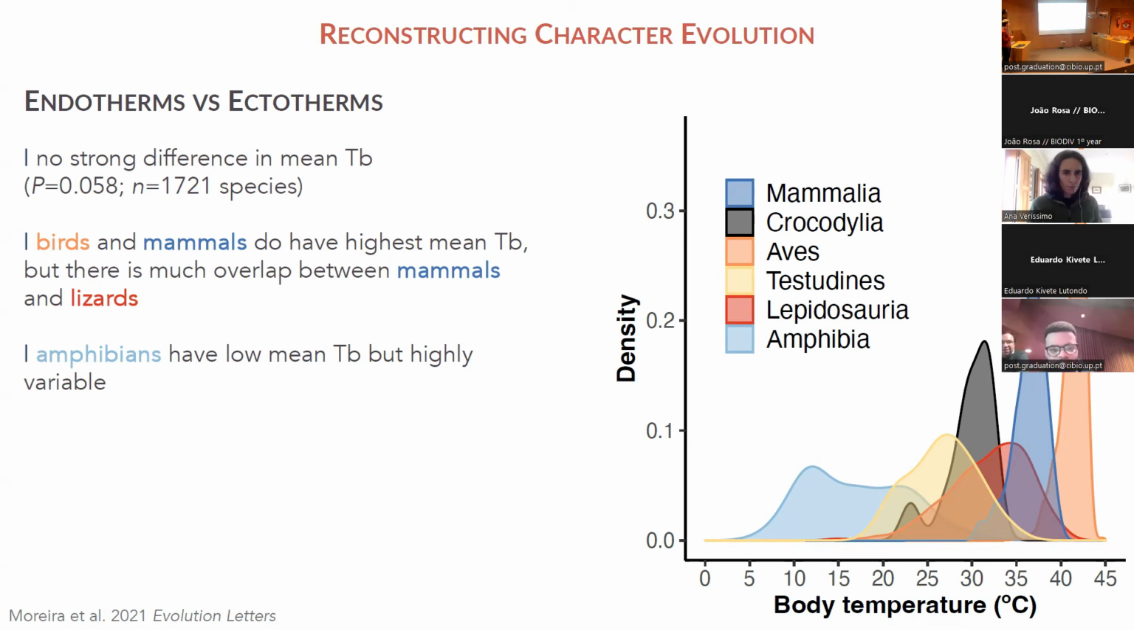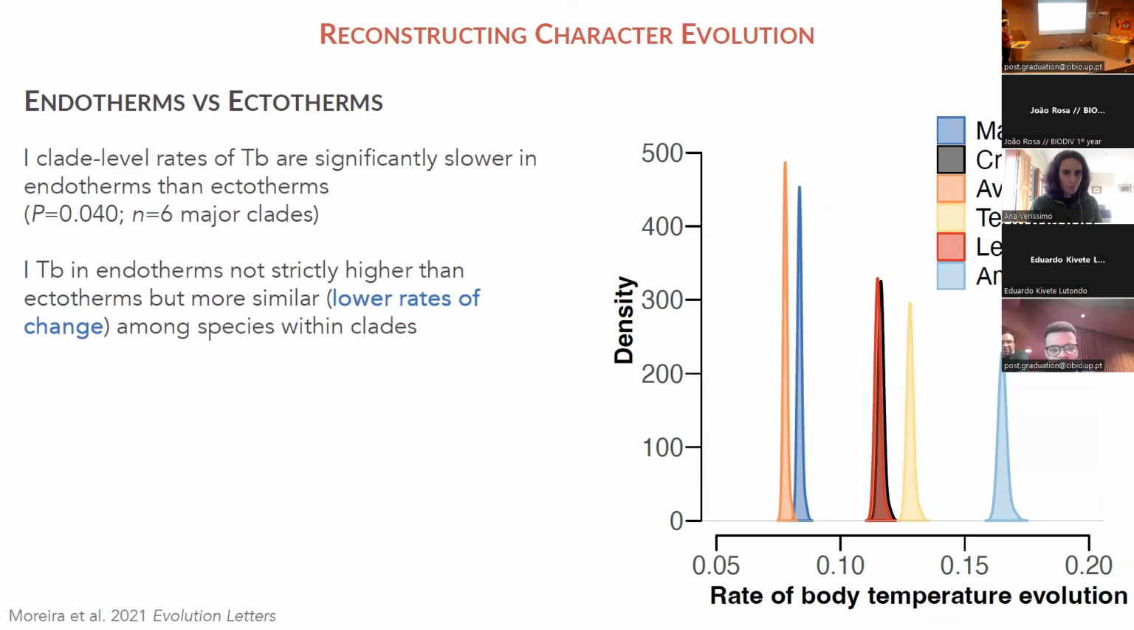We did find that endotherms are more similar to each other than ectotherms are. Endotherms show low rates of change relative to ectotherms, which include these four groups, especially amphibians, which show the highest rates of change in body temperatures. We find that clade-level rates of body temperature evolution were significantly slower in endotherms, meaning that they are more similar to each other. And as we've seen before, body temperature in endotherms is not strictly higher than in ectotherms, but they are more similar, revealed by the lower rates of change among species within clades.